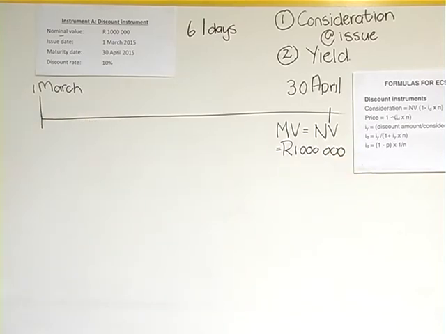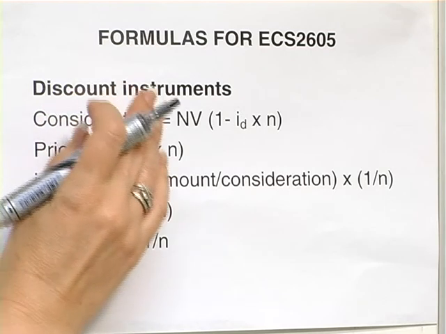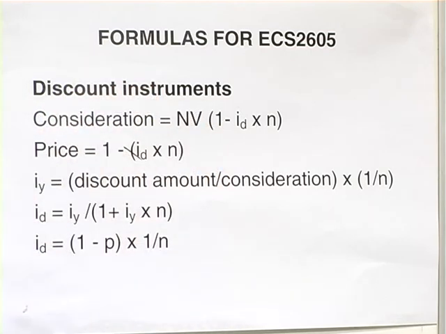Right. Now, I have here the formula sheet that you are going to get when you write the exam. It's also available in Tutorial Letter 101. There is a copy in Learning Unit 4. When you write the exam, you don't have to remember the formulas. You are going to get them on this formula sheet. So work with the formula sheet all of the time so that you know where to find the correct formulas. Right, so here we have the formulas for discount instruments.